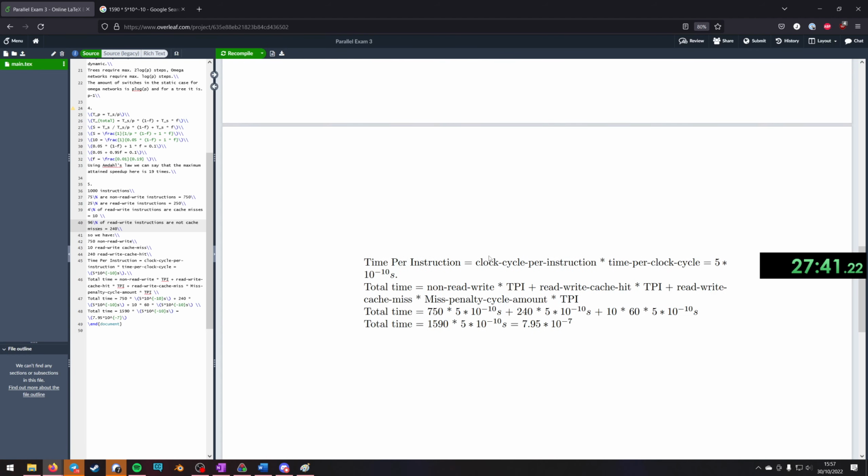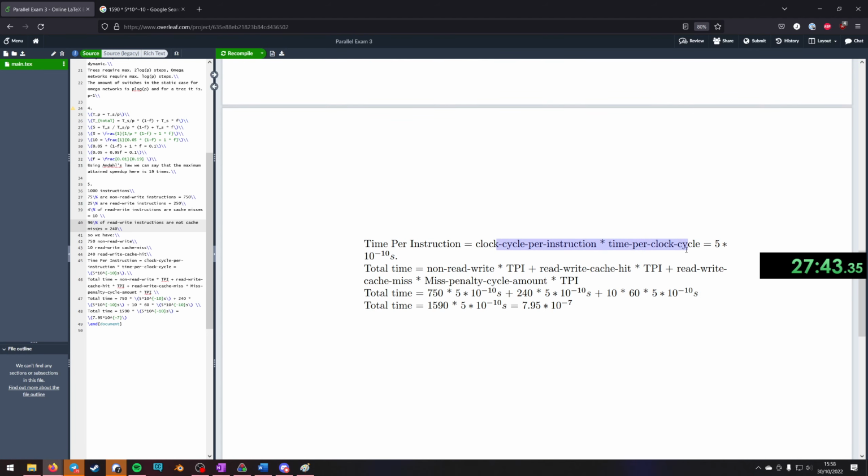Yeah, so this makes sense. Time per instruction is clock cycles per instruction times time per clock cycle. Total time is non-read-write amounts times time per instruction, plus read-write hit times time per instruction, plus read-write miss times miss penalty cycle amount as time per instruction. And yeah, I'm pretty confident that this is the answer they're looking for. I thought my logic was somewhat followable. You know, I was looking in the book at the same time.